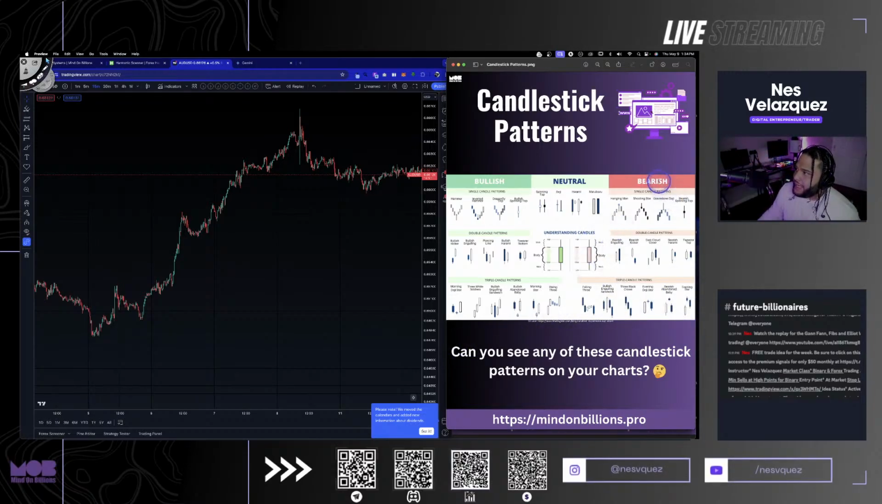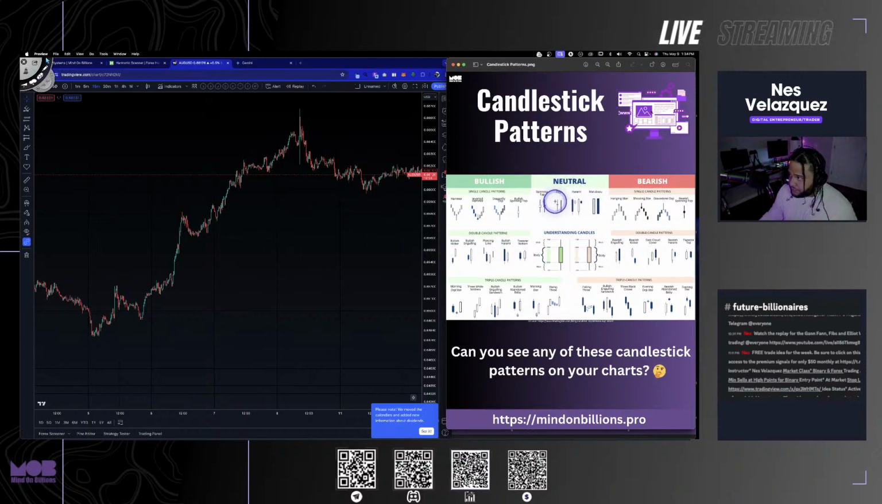Okay, and those are the bearish candle patterns, which are the exact opposite of the bullish candle patterns. So start getting familiar with this, and I'm going to tell you how you can simplify this in your brain, but also how you can identify it on the charts. All right, so neutral.